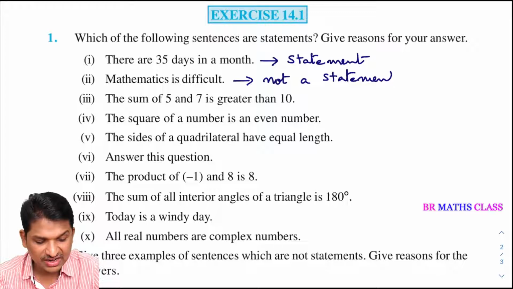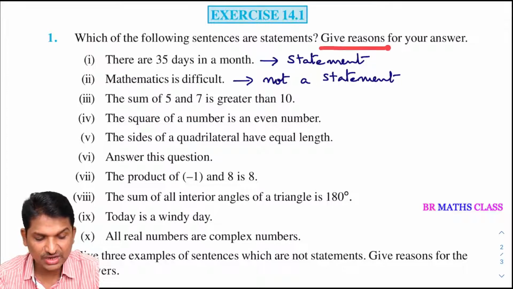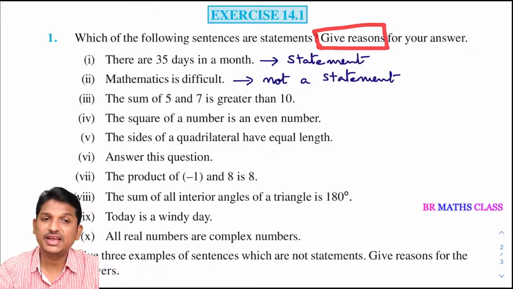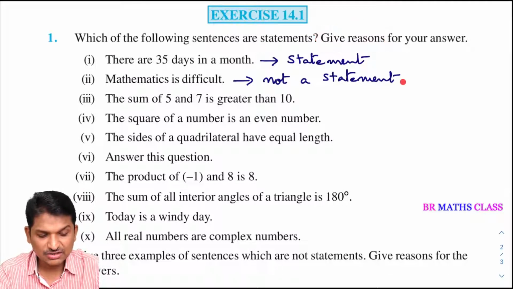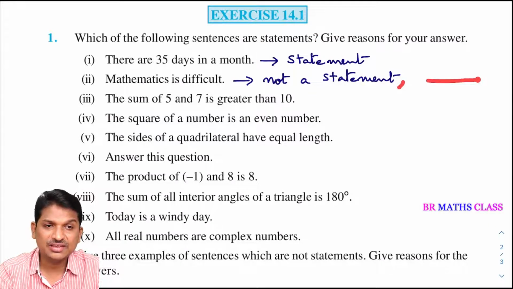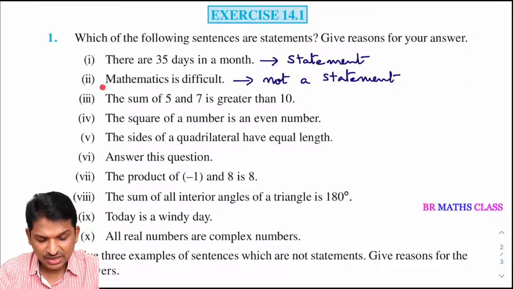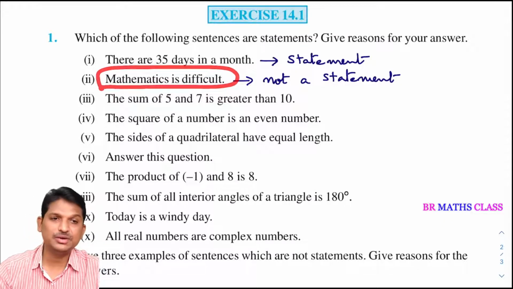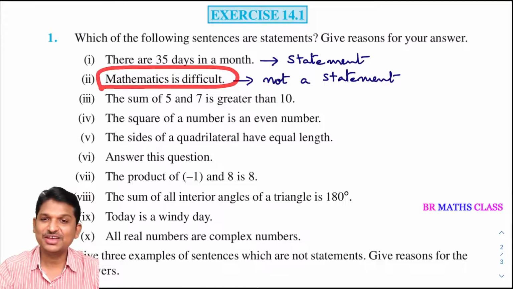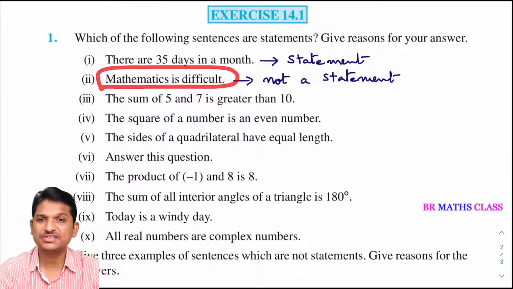They are asking to give the reason. In the question they are asking to give reason. If they ask to give reason, you just write like this: this is not a declarative sentence. Space is not there, that's why I'm not writing. Not a statement. So here it is not a declarative sentence. You cannot declare that mathematics is difficult. You cannot conclude or pass this message. It is easy for some and difficult for some. That means the sentence is true for some and false for some. Both are happening. That's why this is not a statement.